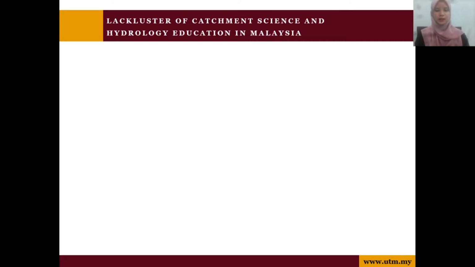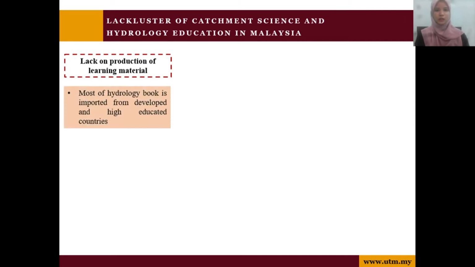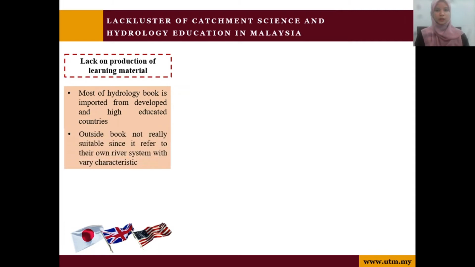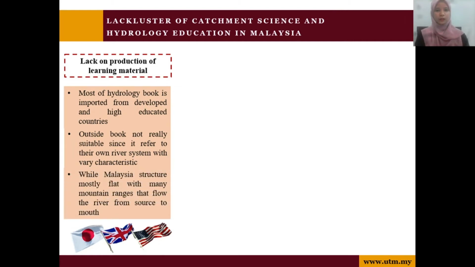Lackluster of catchment science and hydrology education in Malaysia. There are three main lacklusters that can be listed out in this section. The first one is the lack of production of learning material. This is because most hydrology books are imported from developed and highly educated countries, for instance Japan, United Kingdom and also United States of America. These outside books are not really suitable since they refer to their own river systems. On the other hand, Malaysia's terrain structure is mostly flat with many mountain ranges that flow the river from the source to the mouth.